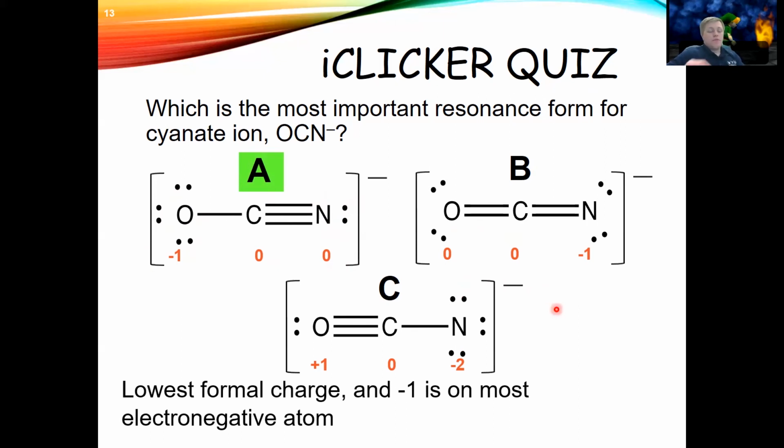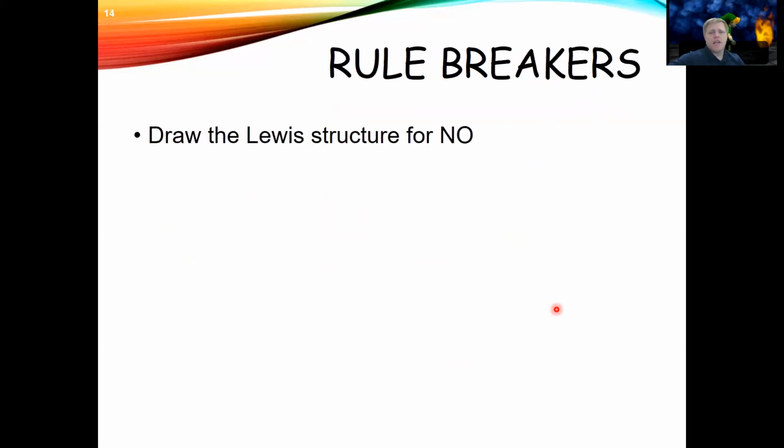All right, so far we've just been talking about formal charge and how that affects resonance and delocalization and so forth. Now let's get into some rule breakers, things that break our octet rule. And we'll start with the low electron rule breakers. So this is NO, this is nitrogen monoxide. Nitrogen monoxide has a Lewis structure that looks like this.